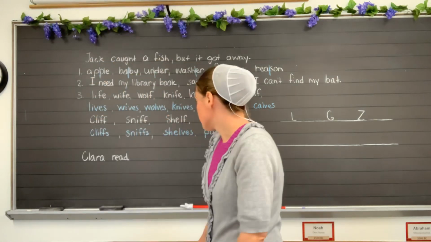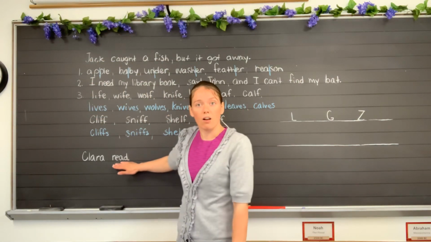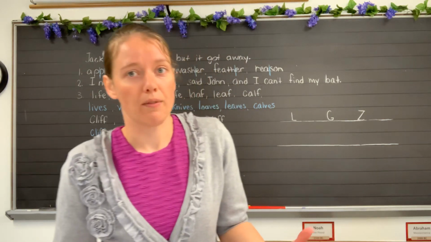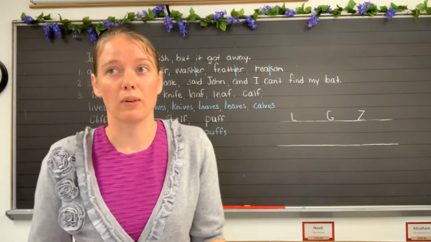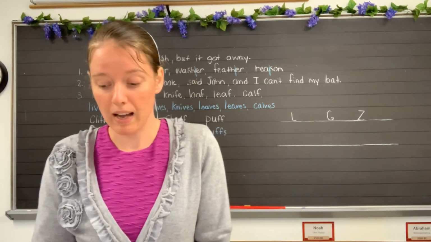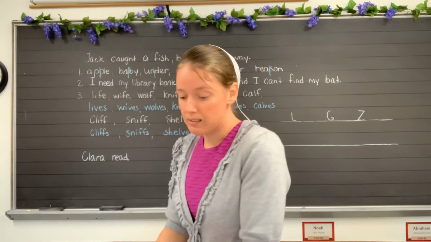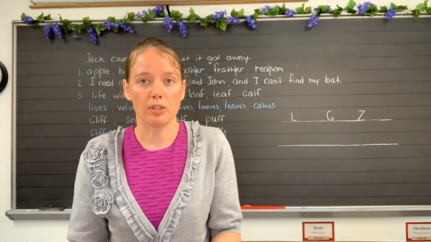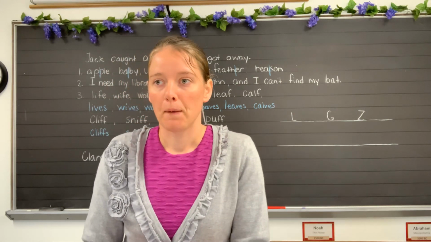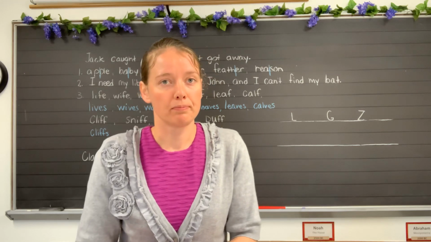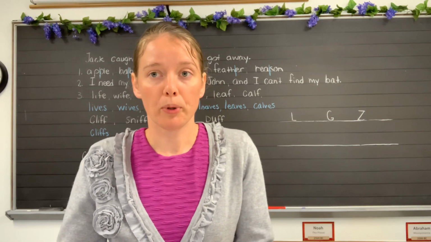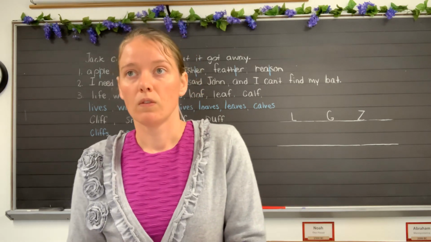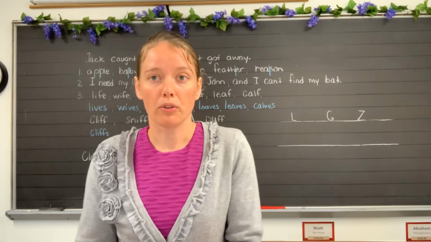So let's look here on the board for this sentence, and it says Clara read. Well, Clara read is kind of a boring sentence because it doesn't have enough describing words in it, and also it does not tell where she read or when she read. So we could make it more interesting by saying, well, an example would be Clara read an interesting new book in the library. Clara read a small old book at home. Clara read a new book under the tree.